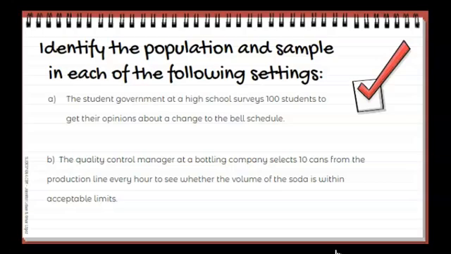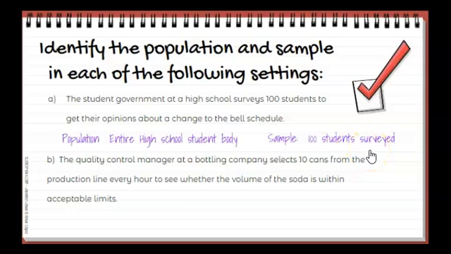So, just a couple examples, we want to identify the population and the sample in each of the following settings. The student government at a high school surveys 100 students to get their opinions about a change to the bell schedule. Well, you've got to think about it. The 100 students is the subset of a bigger population. So we have to think of what is that bigger population? Well, that's all the high school students. The entire high school student body is our population. The sample is the 100 students that were surveyed. And a lot of times when you approach these problems, it's easier to see what the sample was, and then you have to broaden your thoughts as to what that population was.